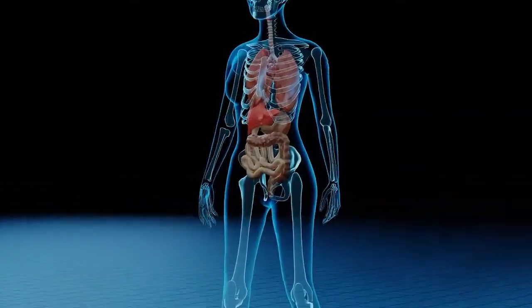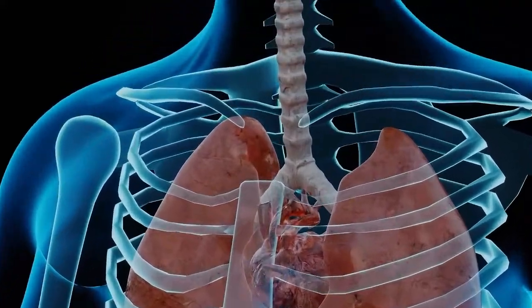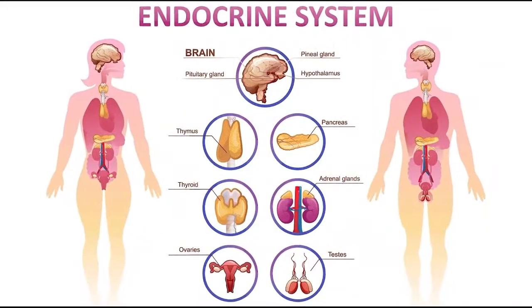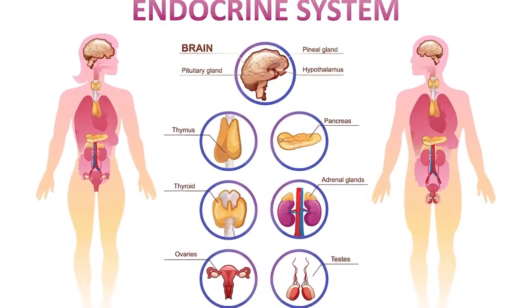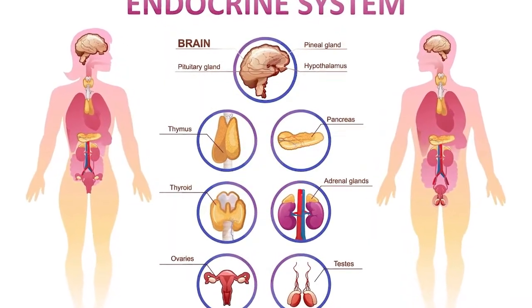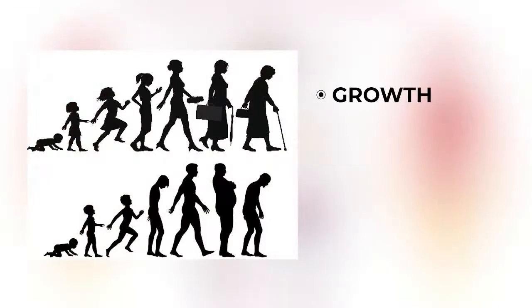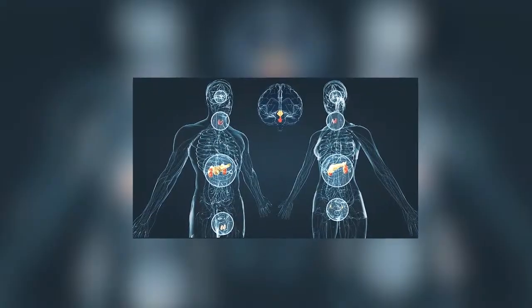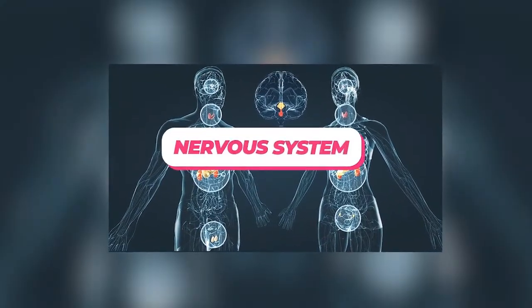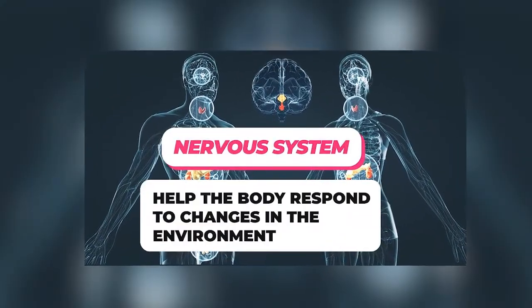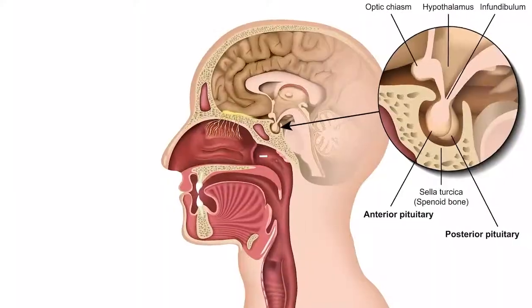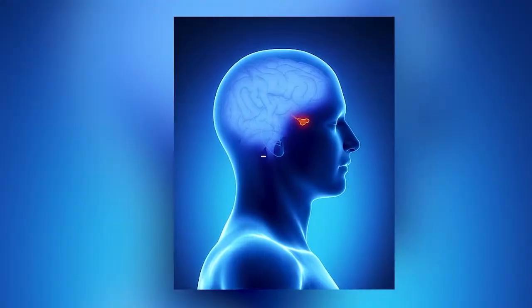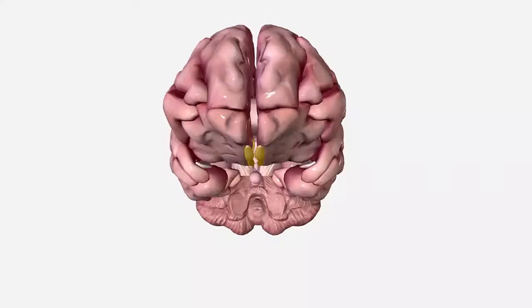In this video, we will talk about the endocrine system and its role in the formation of the human body. The endocrine system is a complex network of glands and hormones that regulate various bodily functions, including growth, development, metabolism, and reproduction. The endocrine system works closely with the nervous system to help the body respond to changes in the environment.